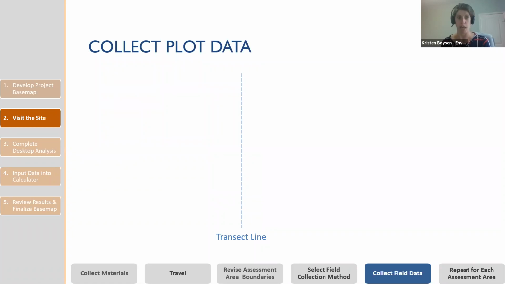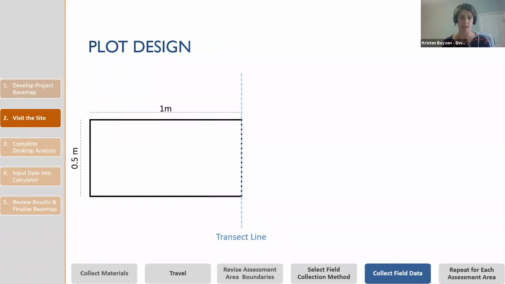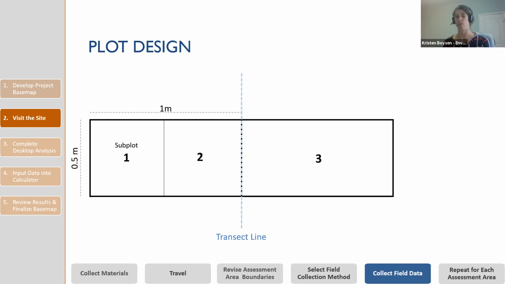So first thing first, plot 1, we walk our random number of paces and we lay down our frame on one side of the transect. Now the frame is going to be composed of 3 different subplots. We have subplot 1, which is the leftmost half of the frame, subplot 2, which is the right half, and then you'll flip the frame over and that'll be your subplot 3.